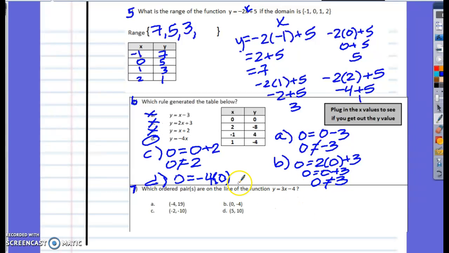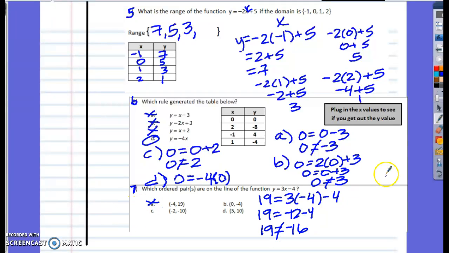Alright, number 7. Which ordered pairs are on the line of the function y equals 3x minus 4? So we'll take these x and y values and plug them in. So A is 19 for y, and 3 times negative 4 minus 4. It's negative 12 minus 4, which is negative 16. So that's not correct. Let's try B.